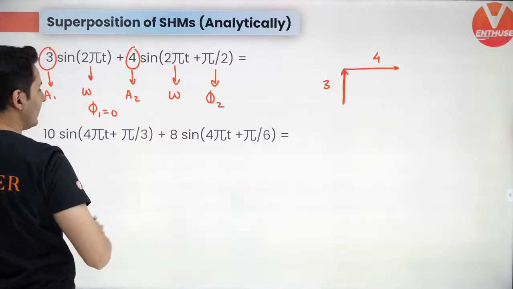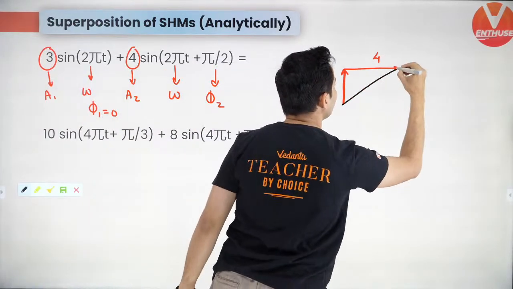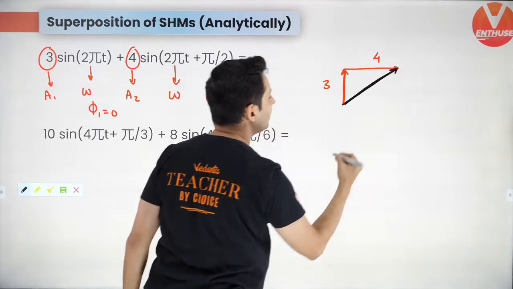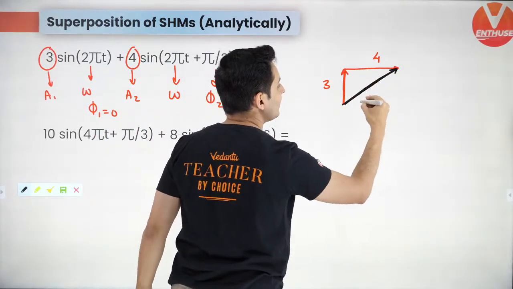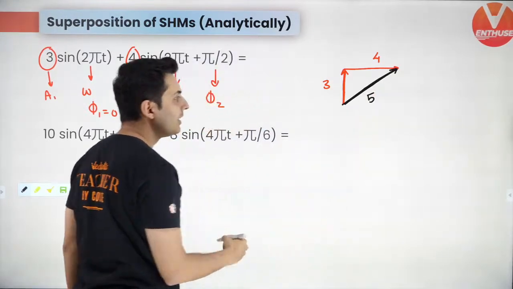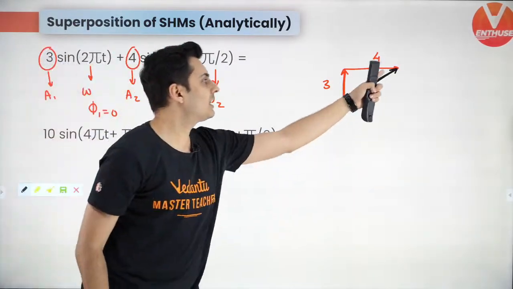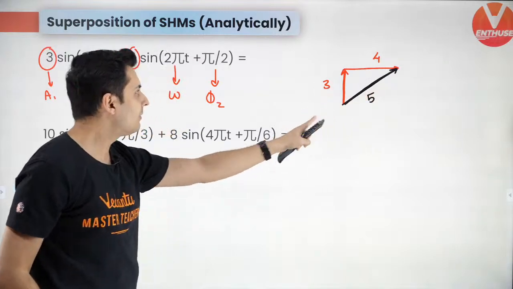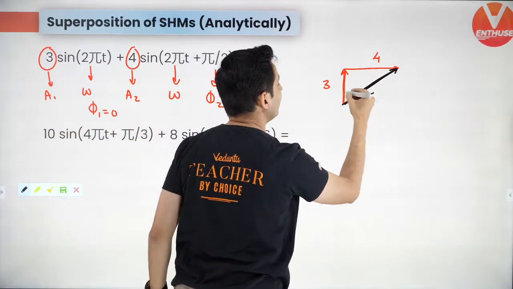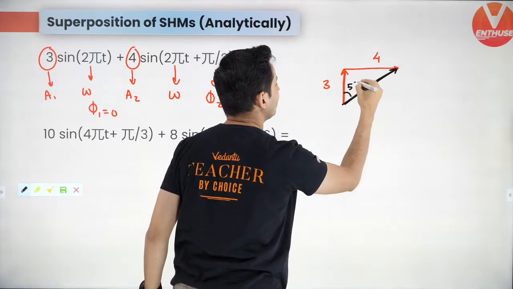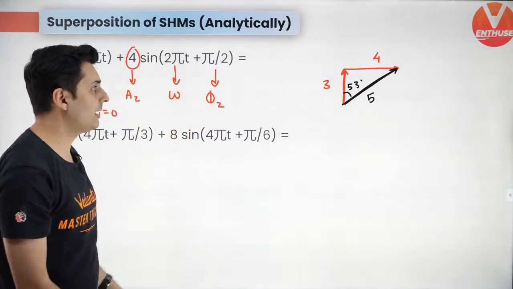Just figure out what the resultant is. The resultant will be here, correct? How much will be this length? Sorry, this length will be how much, guys? 5. Do you guys get it? This length will be 5, correct? Everybody understood this? Now also think what the angle will be. This angle will be 53 degrees. This is a standard triangle.